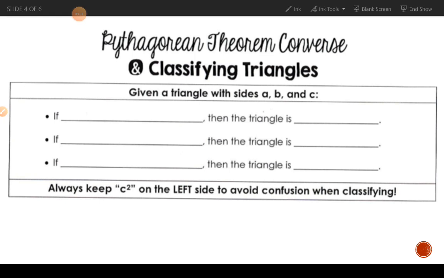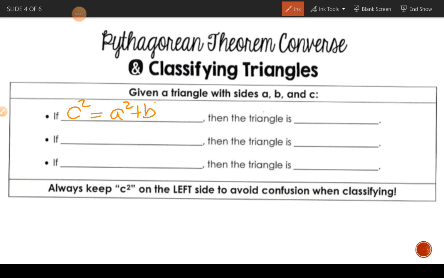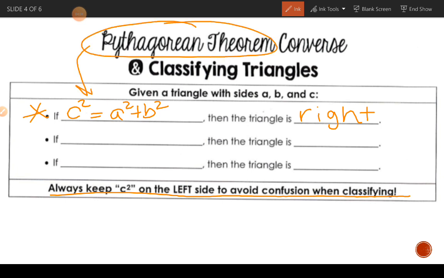So classifying triangles, again, we're going to use these rules. If we have c squared equals a squared plus b squared, then the triangle is a right triangle. This is actually our Pythagorean theorem. But we're just going to keep c squared on the left to avoid confusion when classifying. I'll show you why in a second. So again, if they're equal, it's a right triangle. It fits into the Pythagorean theorem: a squared plus b squared equals c squared.